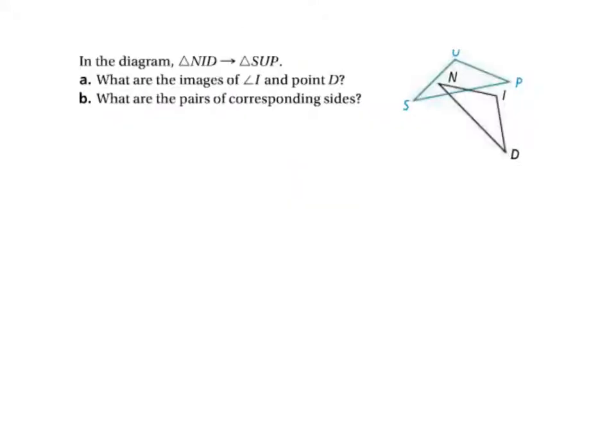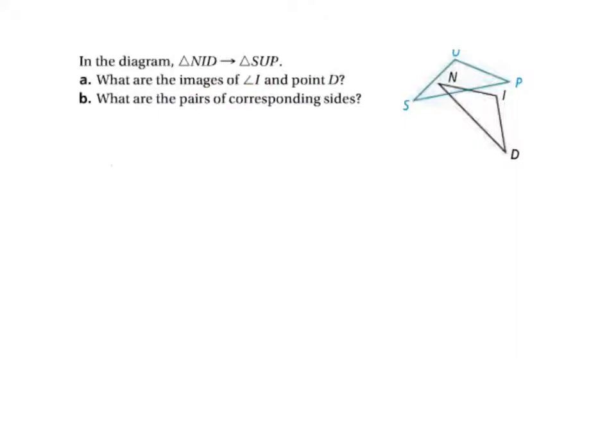All right, so just to have a good understanding of this, it says in the diagram, triangle NID maps to triangle SUP. Just like always when we talk about congruences or similarity, the order of the letters is important. N is going to map to S, I maps to U, D maps to P. When you get these kinds of triangles, sometimes it's a little bit deceiving about which letter went with which, because it's hard to tell. And so that's where we always trust the letters.